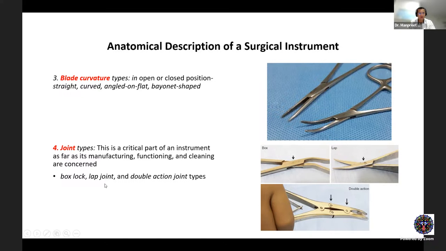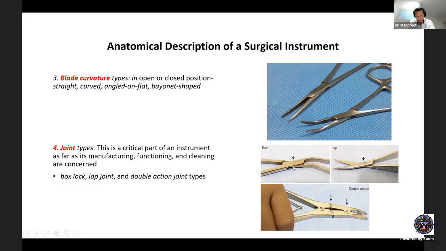Then you come to the fourth point, that's the joint. The joint of an instrument is a very critical part of the instrument as far as its manufacturing, functioning, and most importantly, cleaning are concerned. Generally staff don't do it. So from tomorrow onwards, you will be able to see that if the joint is clogged, your instrument will not work. This type of joint is typically present in the sponge holding forceps.